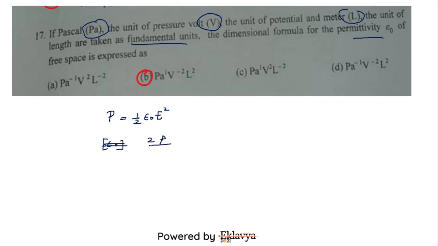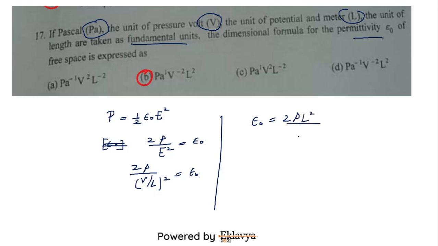So 2 times pressure by E square is epsilon naught, and E can be written as voltage, that means potential difference, upon length. So from here we get epsilon naught as 2 times the pressure into length square by voltage square. So now from this expression it is pretty easy to identify the dimension of epsilon naught in terms of pressure, voltage and length. We can see that option B fits this formula, so option B is the correct one.